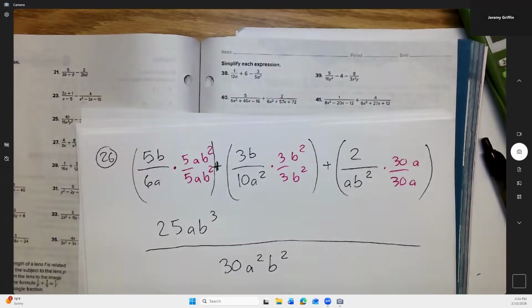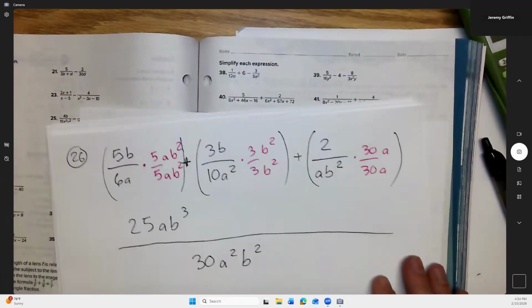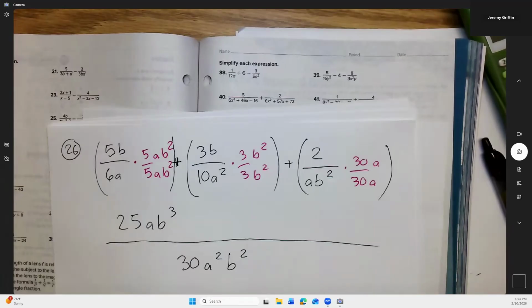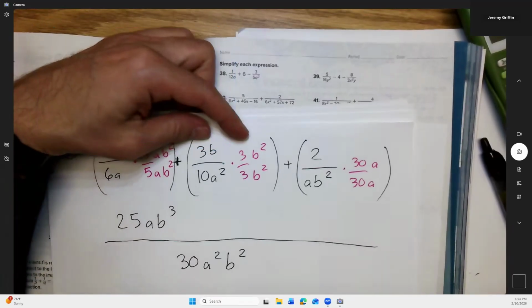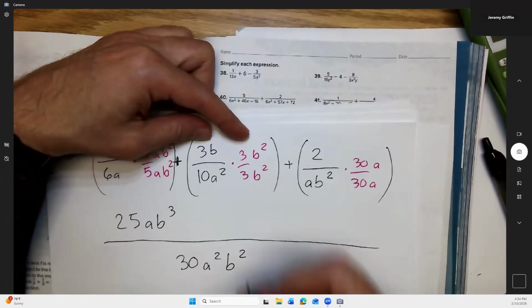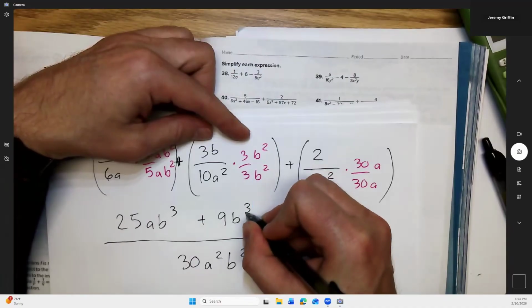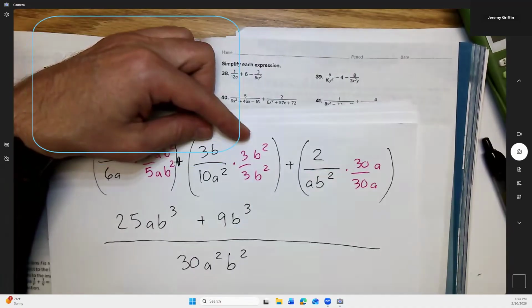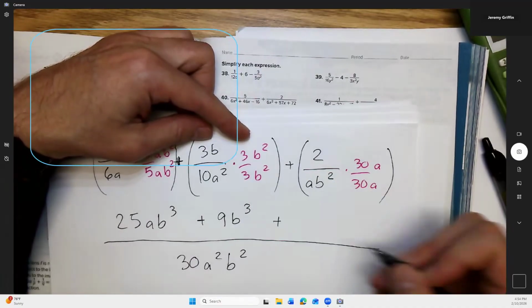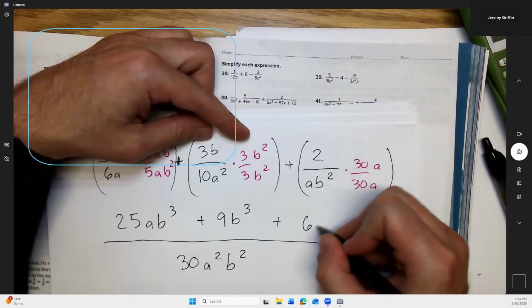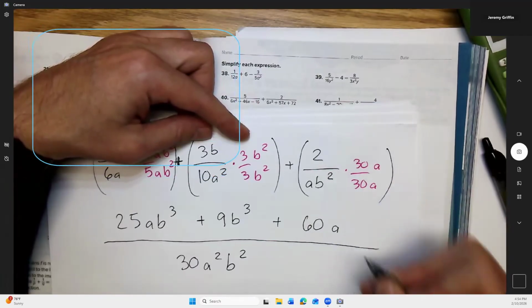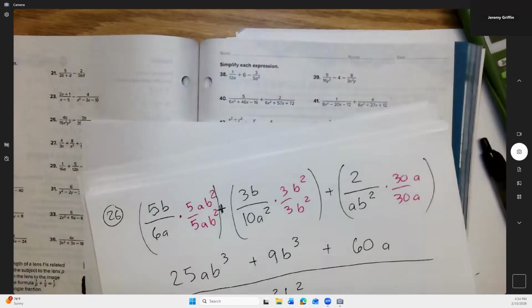At this point, you can get a good look at it and confirm for yourself that every single one of these has the denominator 30a squared b squared. How about this middle piece here? 3 times 3 is 9, and b to the power of 3. And this last one got 60 and an a. So it would look like that.